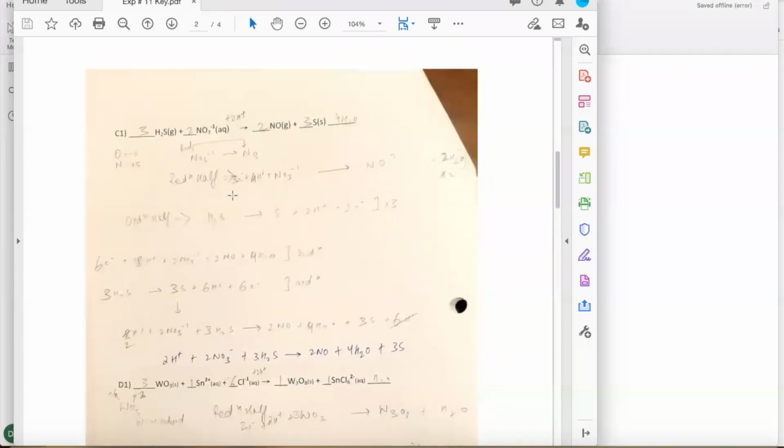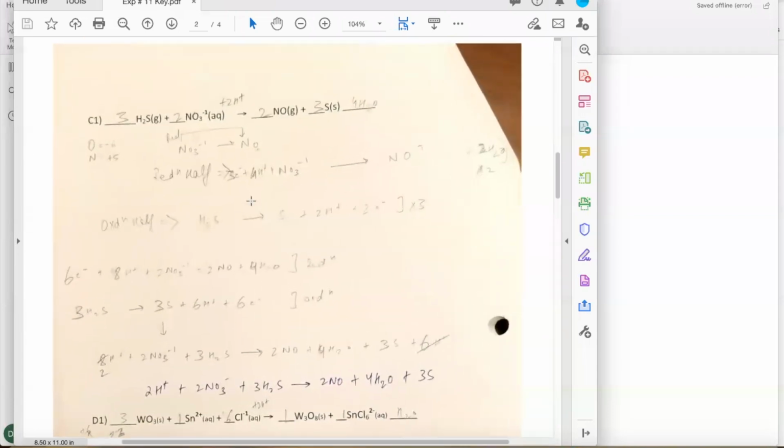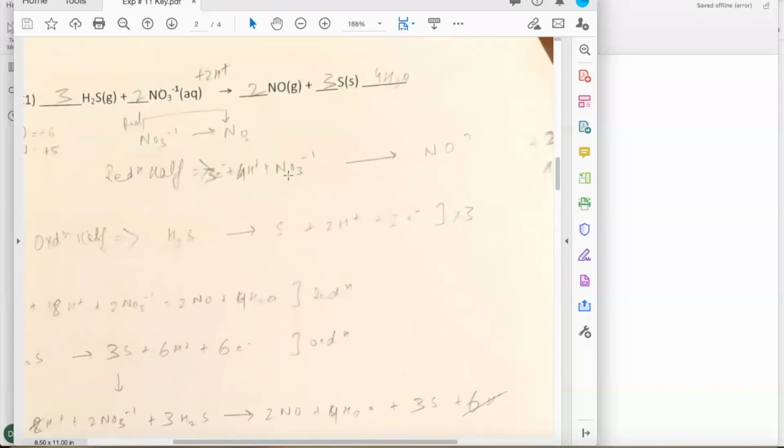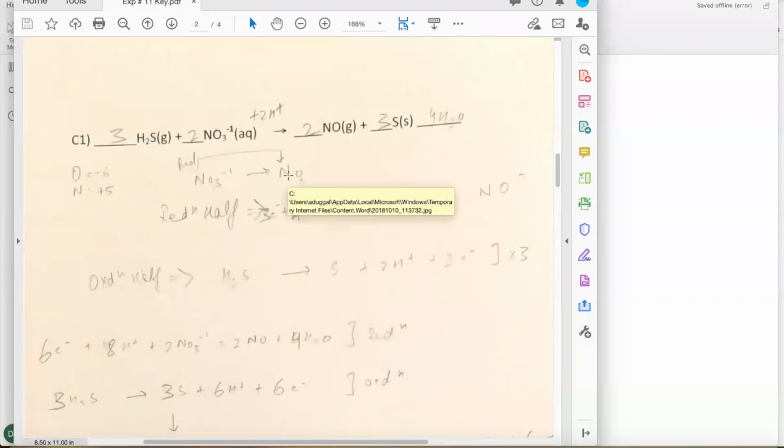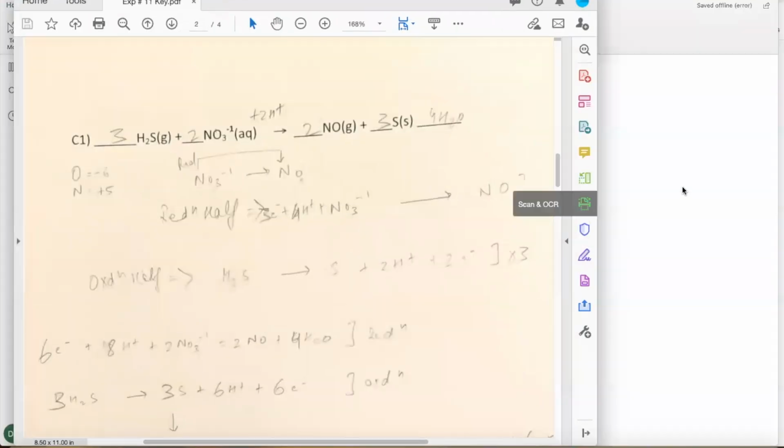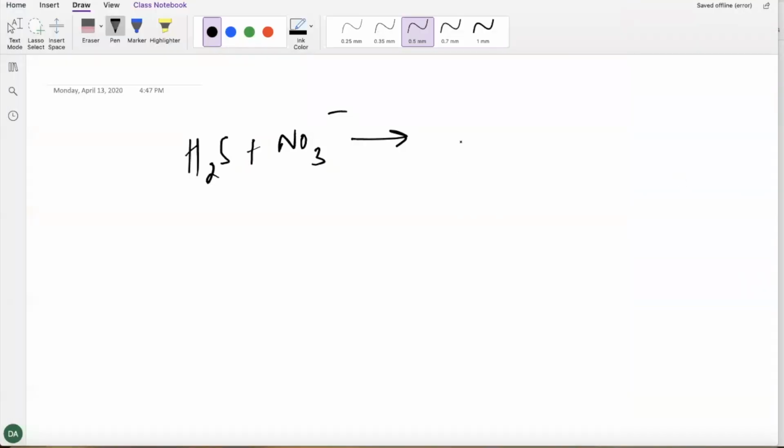Okay, so let's take this one. H2S plus NO3 minus, producing NO and S. Now, guys, again, we're going to be trying to balance this equation. And you guys tell me what our steps are.